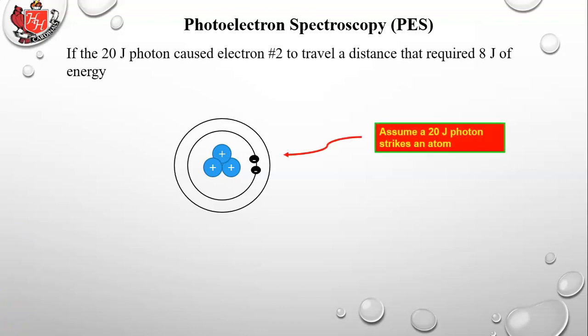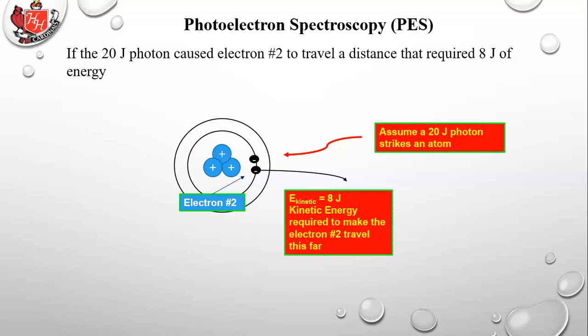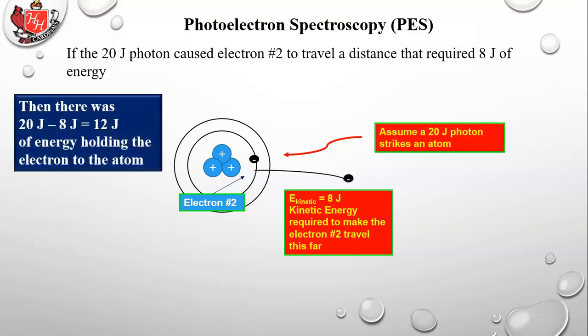Okay, now you have that ionized lithium atom there. And if a 20 joule photon caused electron number 2, we're going to just identify that one as being electron number 2, to travel a distance that required 8 joules of energy. So that electron flies out, and it flies a distance that scientists know can be measured to require 8 joules of kinetic energy to make that electron number 2 travel that far. So there was 20 minus 8 equals 12 joules of energy holding the electron to the atom.